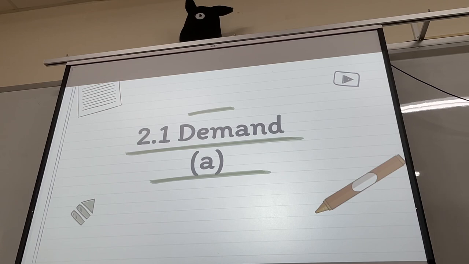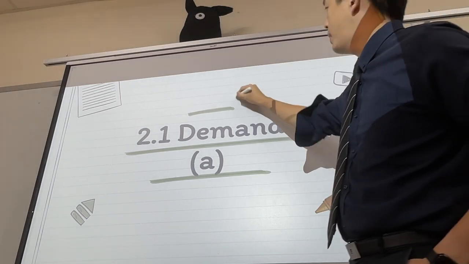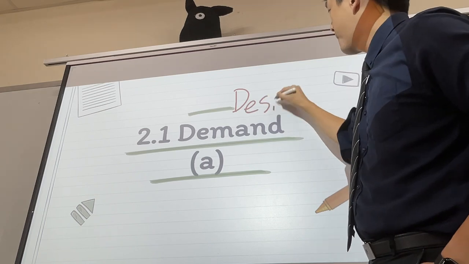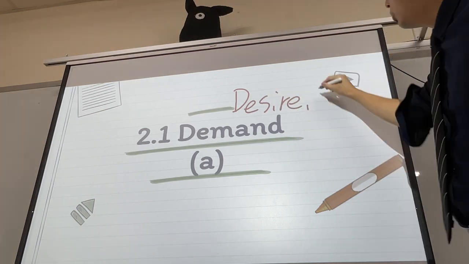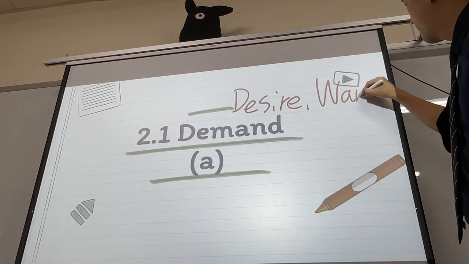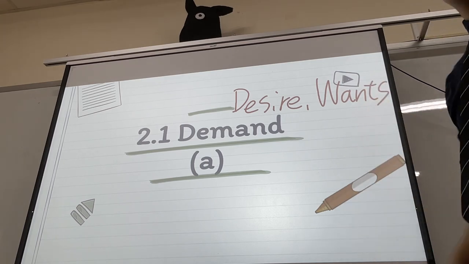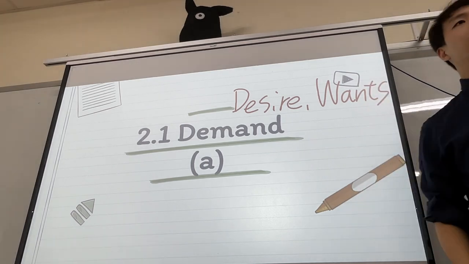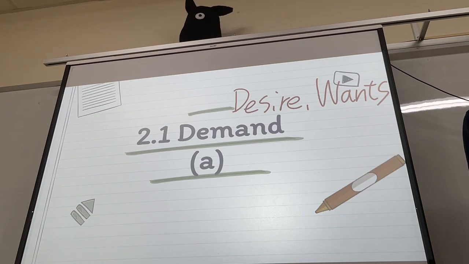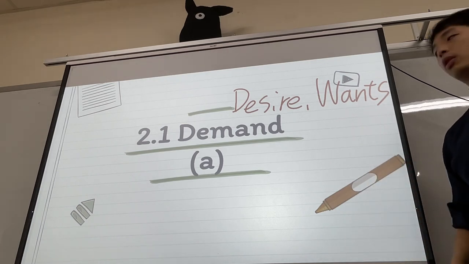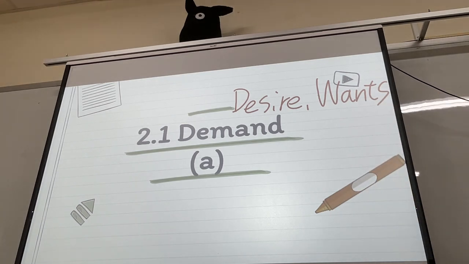Demand, basically, is a desire, okay? What do you want? Desire or want? What do you want to buy? What do I desire? Okay, 需求, all right? I want this, I want that, I want so many stuff. Okay, desire, demand.